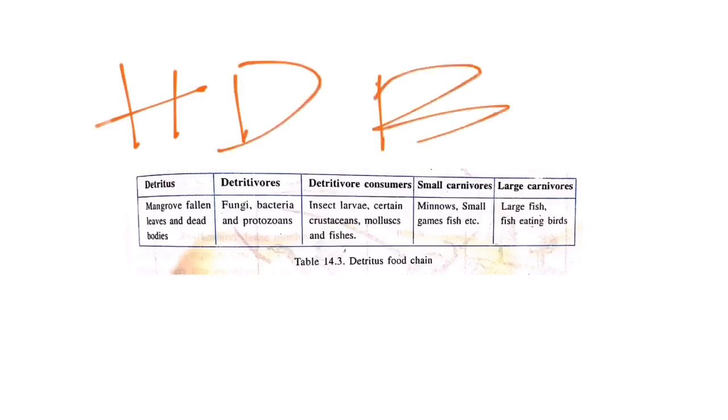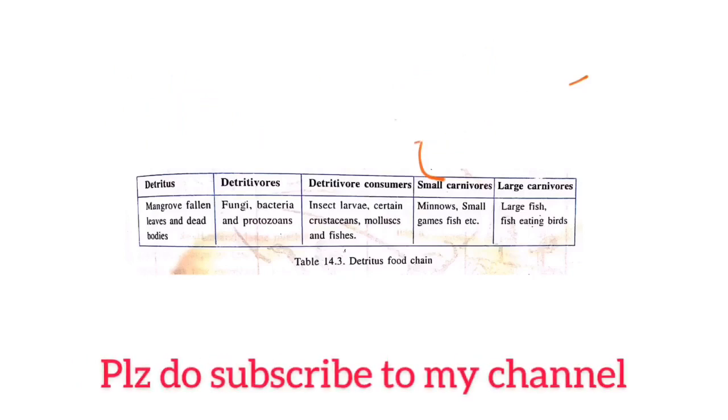In detritus food chain, what happens? I already told that detritus food chain begins with dead remains of plants and animals. So it starts with dead remains.